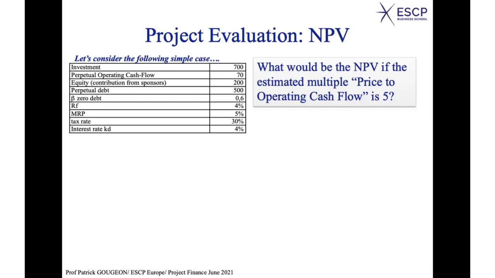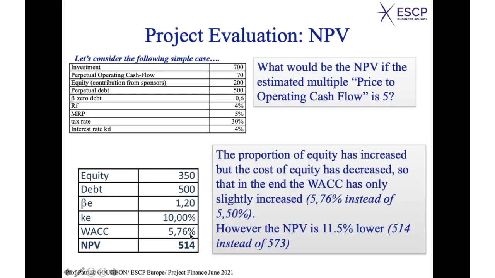Why is the WACC slightly above? Because of what happened in comparison with the former calculation. We have more equity, and because equity is more expensive than debt, it contributes to increase the WACC. But on the other hand, if you have more equity, the gearing is lower, and therefore the cost of equity is lower. So you have these two things. In the end, you nevertheless have a slight increase in the WACC.